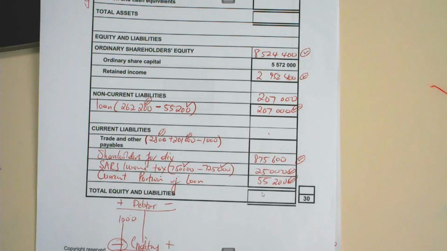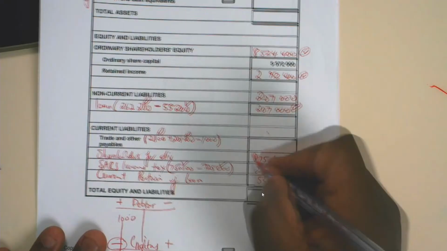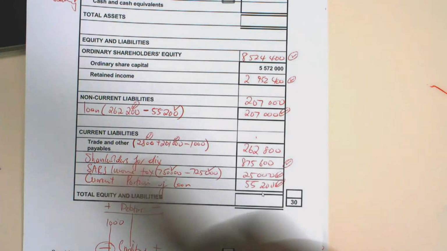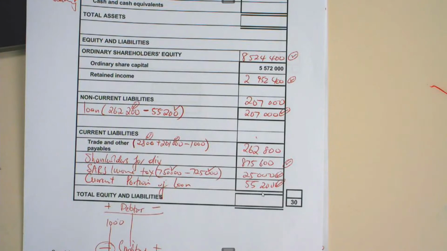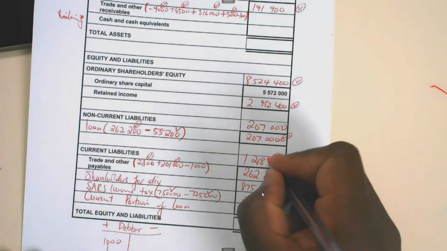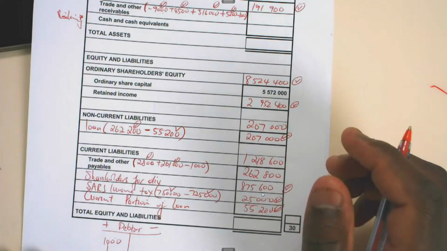So now it will be 2,800 plus 261,000 minus 1,000. It will give you 262,800. Then we add 262,800 plus 875,600 plus 25,000 plus 55,200. You get 1,218,600 rand.